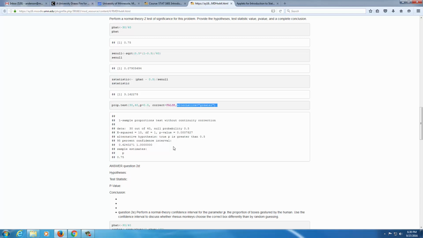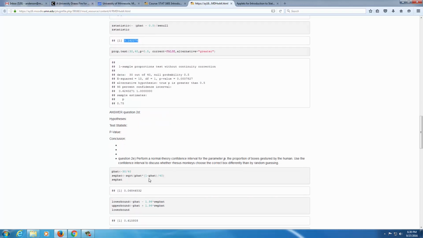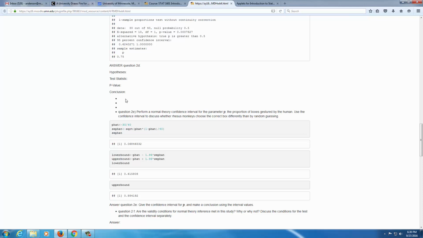Please use the p-value either given from the prop.test command or from looking up 3.16 in Table A appropriately for a one-sided test, and give the full conclusion like I've taught you in class.